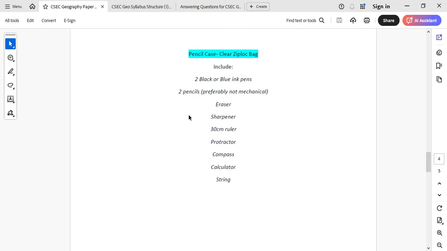Tomorrow, walk with your Ziploc bag, clear Ziploc bag. Ensure you have at least 2 blue or black pens, 2 pencils, preferably the wooden pencils, not the push points. Right? Eraser, sharpener, long ruler, 30 centimeter, your protractor, compass, calculator, and your string. Right? Nothing else you really would need.